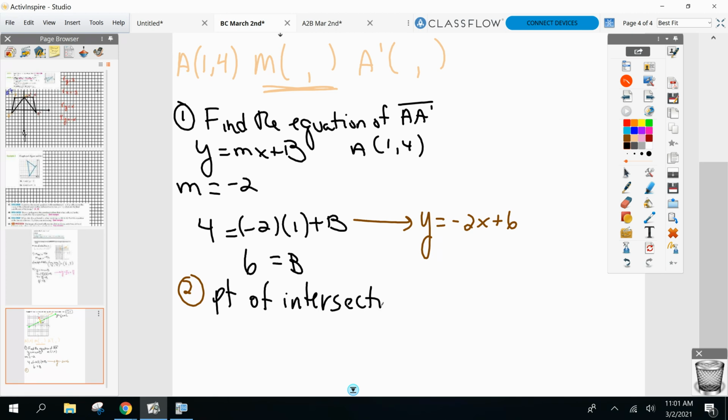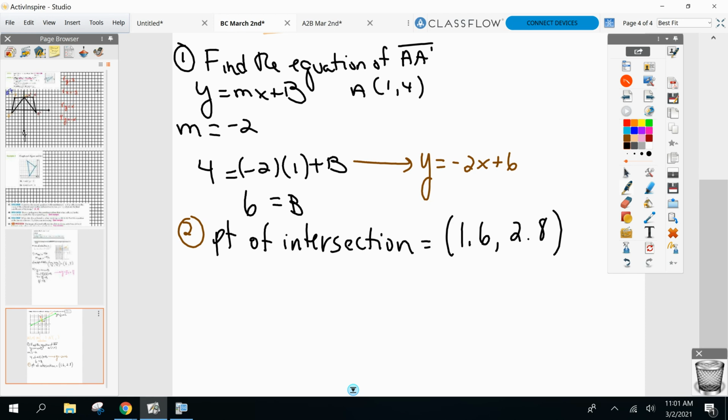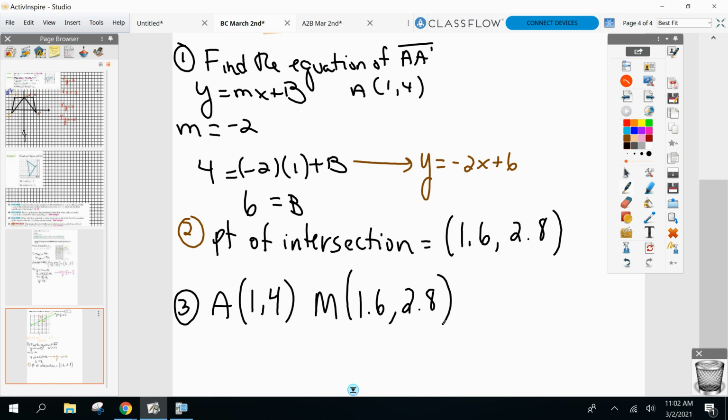So point of intersection was equal to 1.6, 2.8. Now, I keep calling it the point of intersection, but this is also the midpoint of AA prime, that segment. All right, let's do this now. Let's go way back to, I guess, end of September when I showed you guys the midpoint. I know point A. That's 1.4. I now know the midpoint of the segment, 1.6, 2.8. And you're trying to find A prime. What's on the other side? Let's do it. I showed you guys what I called the skip method back in the day.